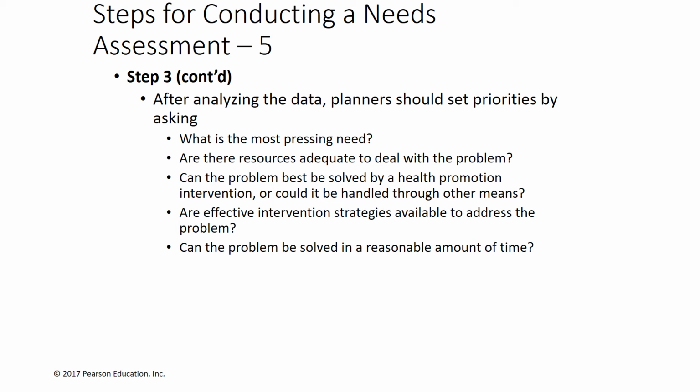So after you analyze, what's the most pressing need, what absolutely has to be the first thing we focus on? Do we have resources to address that need? Remember the priority matrix I talked to you about. So what's the most pressing need, right? That would be the level of importance. Are resources adequate to deal with the problem? That would be the level of change possibility, right? So we have to consider those within the matrix in order to properly prioritize these things. Can the problem best be solved by a health promotion program, or could it be handled through other means?